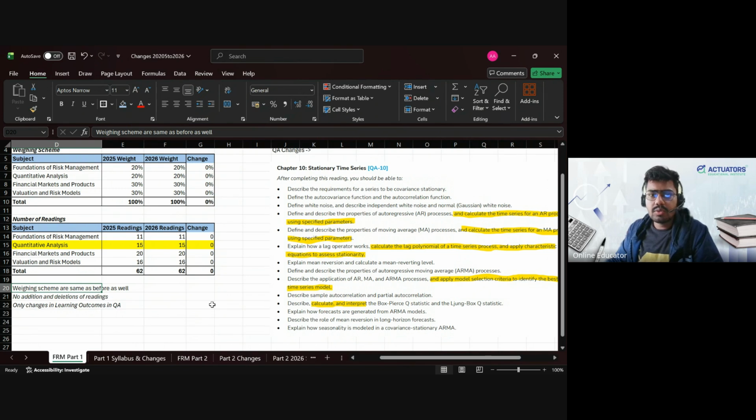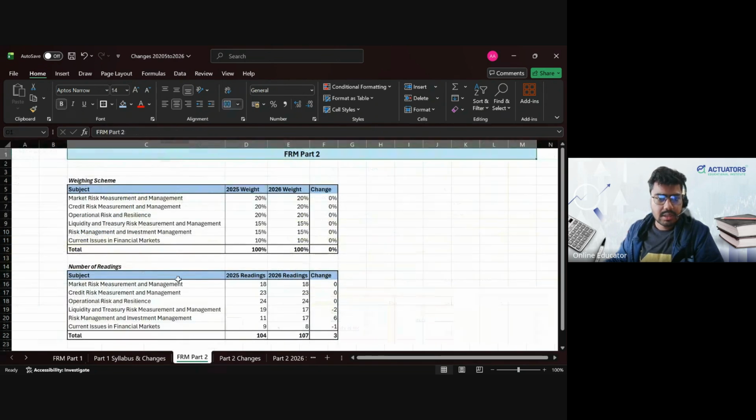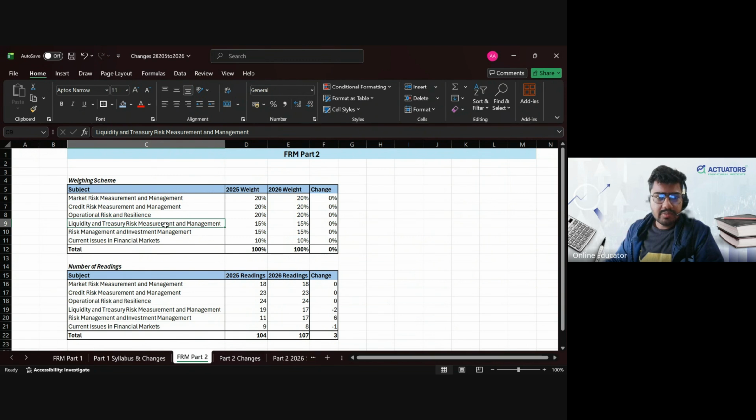But now, if we move to FRM Part 2, we see the majority of the changes happening in FRM Part 2. What are the changes? Let's see. First of all, talking about the weighing scheme, the weightages of each of the subjects, there's no change. In FRM Part 2, there are 6 different subjects. First is market risk, second is credit risk, then operational risk, then liquidity and treasury risk, then investment management risk, and then current issues. Current issues are most prone to change, and we'll see why.